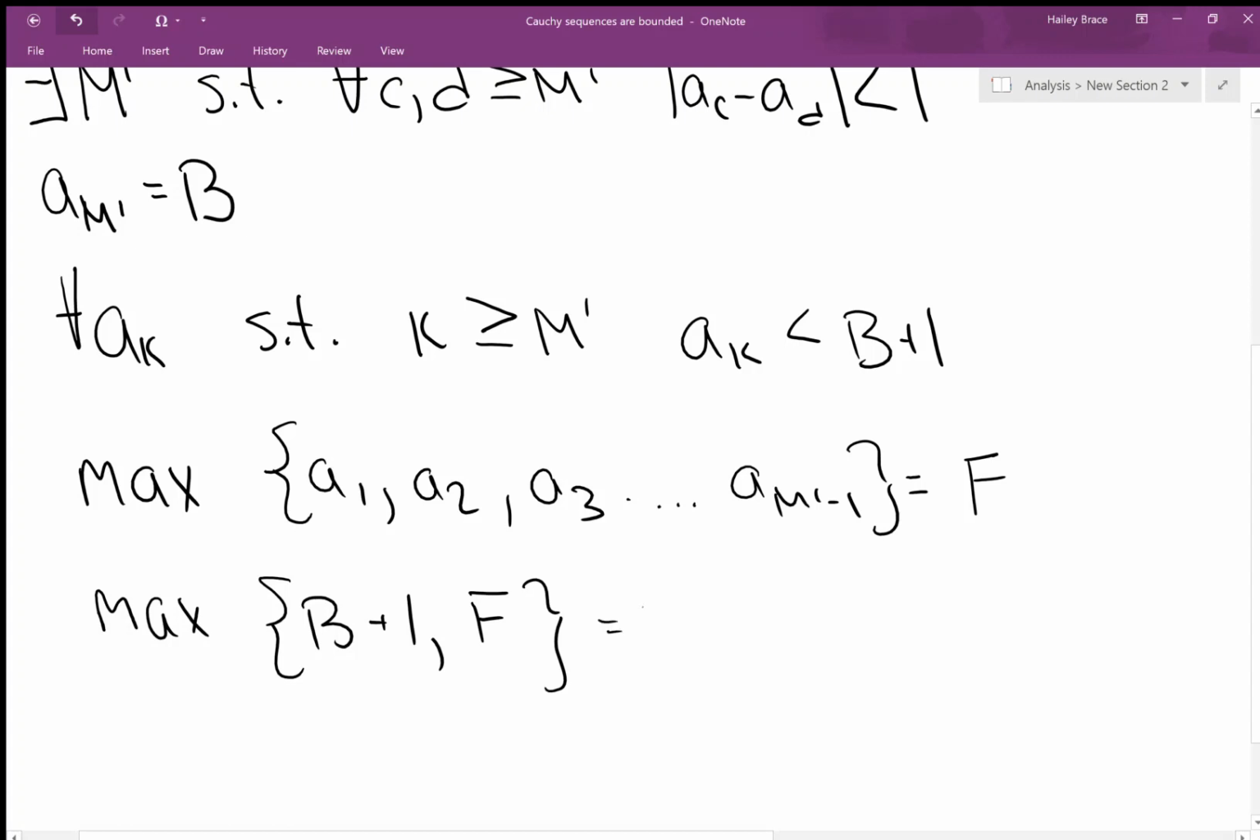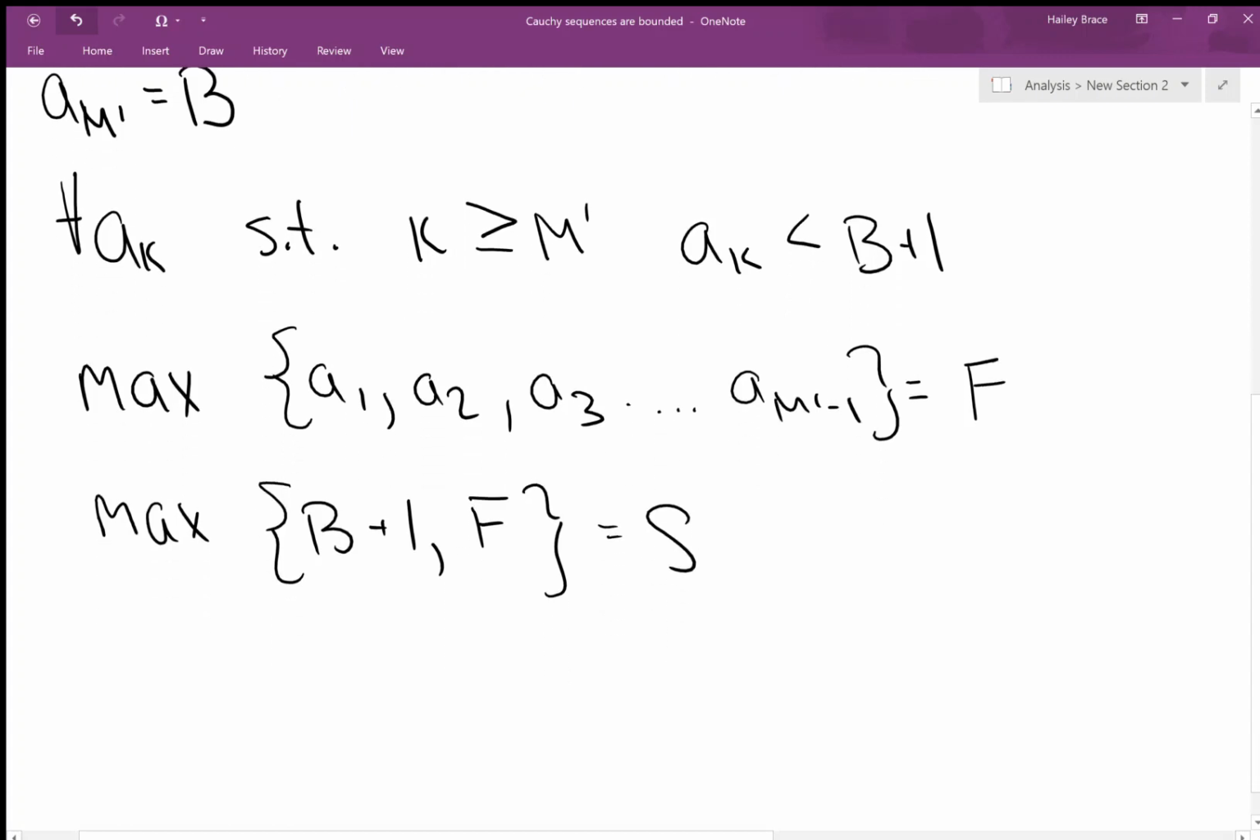and call it S. And now we have an upper bound for the whole sequence. We know that for all n, a_n is less than or equal to S.